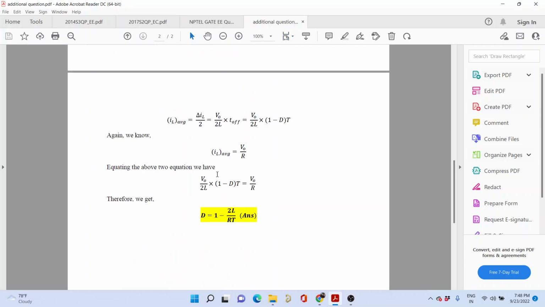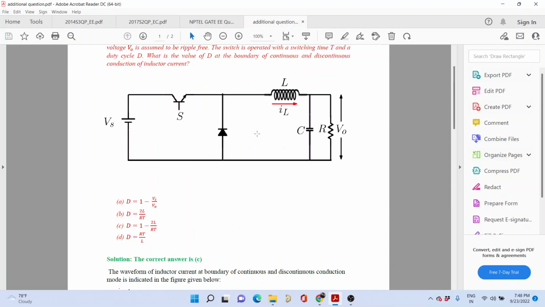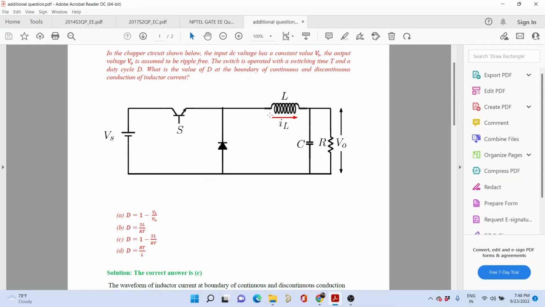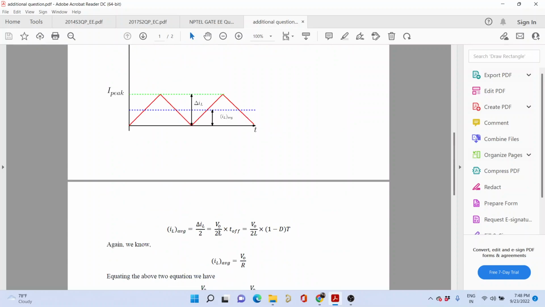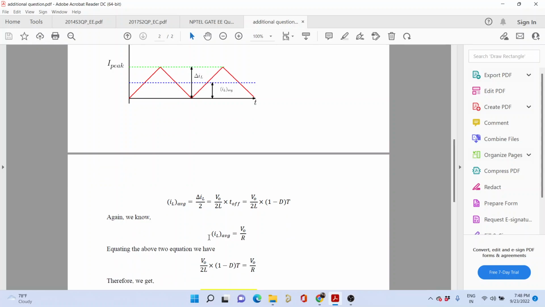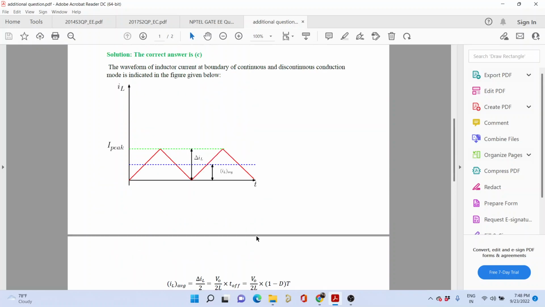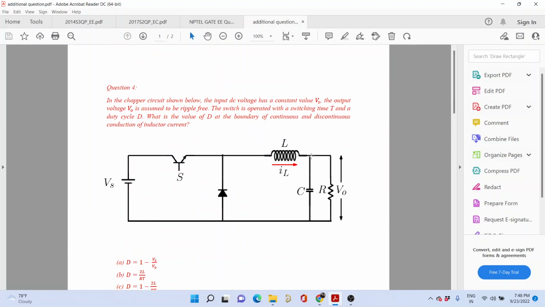So IL average would be delta L divided by 2. Now for delta L, I have told you that during the off condition, when the switch was off, the voltage across the inductor would be minus V0. So you have V0 divided by L, into T off. This 2 comes from here. During T off time this is happening. T off means 1 minus D into T. And then IL average is equal to V0 divided by R, so this is the current that is flowing through the load.